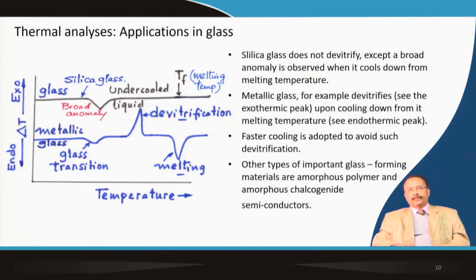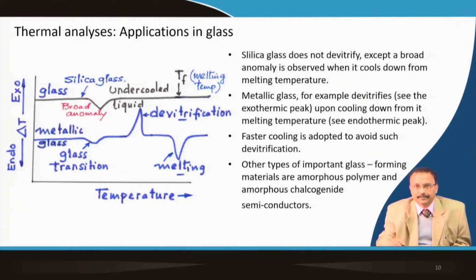Other types of glass forming materials are amorphous polymers and, in some cases, amorphous chalcogenide semiconducting materials. They also form glass, which we already talked about when I taught glass in my earlier lectures.